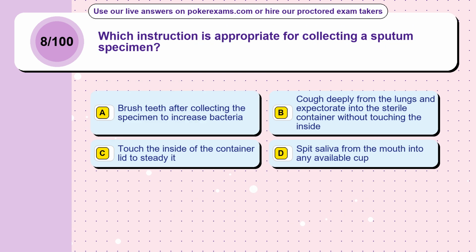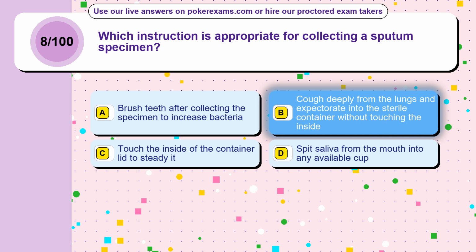Question 8. Which instruction is appropriate for collecting a sputum specimen? Option A. Brush teeth after collecting the specimen to increase bacteria. Option B. Cough deeply from the lungs and expectorate into the sterile container without touching the inside. Option C. Touch the inside of the container lid to steady it. Option D. Spit saliva from the mouth into any available cup. The correct answer is option B.